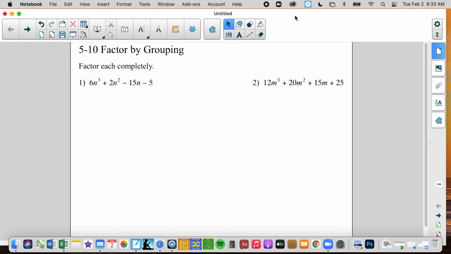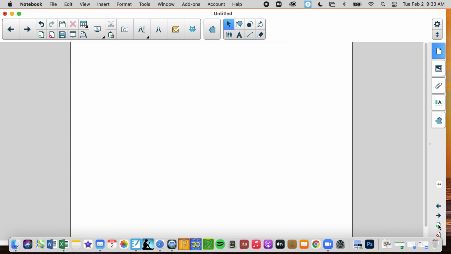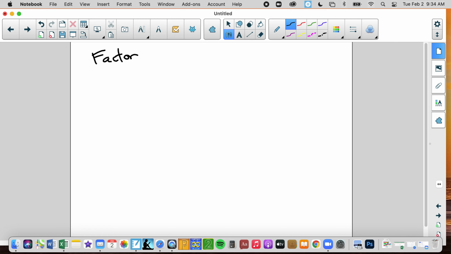Okay, today we are going to learn about factor by grouping. Factor by grouping is something that we've actually already learned. And let's look at this. We have to think about when we're provided a question and it says to factor the expression.